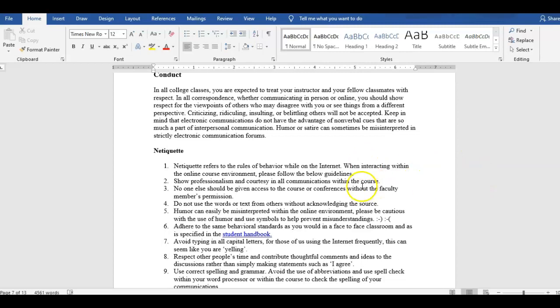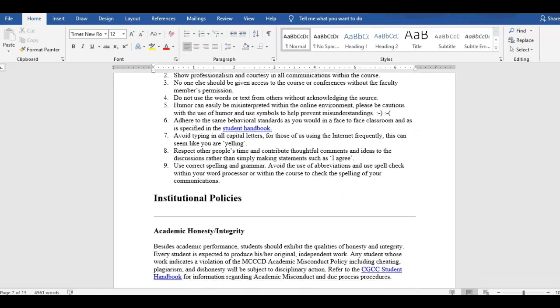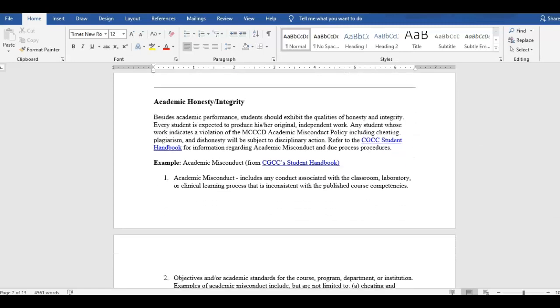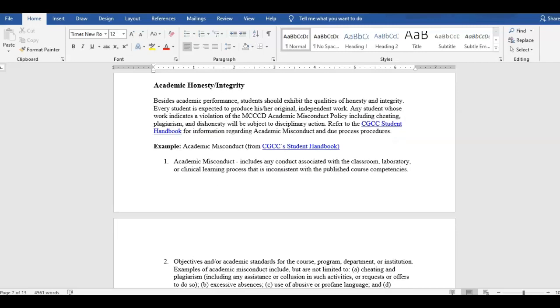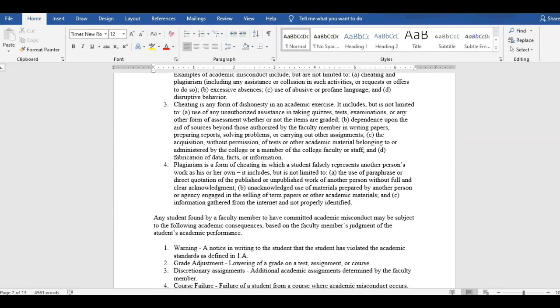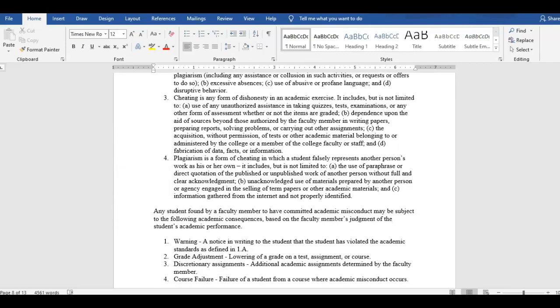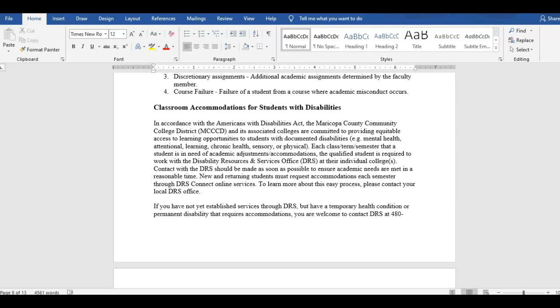Conduct. I hope I don't have to tell you this, that you need to be polite to me and others and do your own work. There is a student handbook that can explain all that to you, but most people are pretty good with that. Institutional policies, academic honesty and not cheating, not being threatening or harassing toward other people.